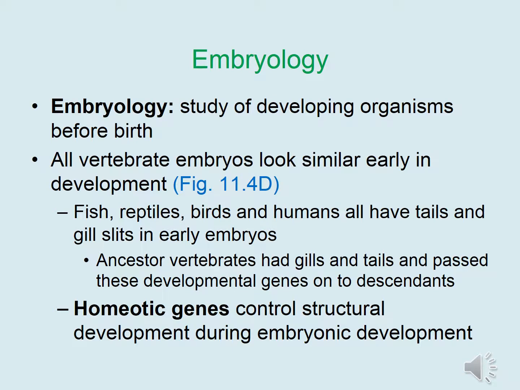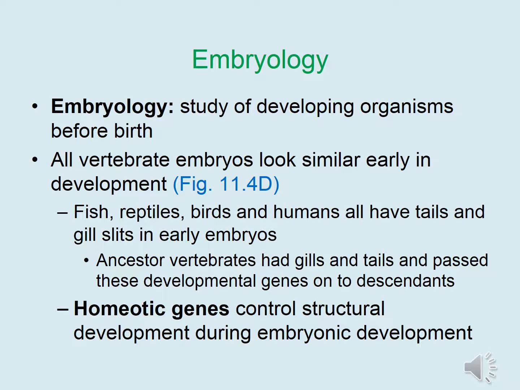Another piece of evidence that lends support to evolution is embryology, which is the study of developing organisms before birth. All vertebrate embryos, which are those with a backbone, look similar early in development. For instance, fish, reptiles, birds, and humans all have tails and gill slits in early embryos. Fish are the only organisms that are born with both of these features. Reptiles, birds, and humans that reside on land certainly don't have gills, and humans certainly don't have tails.